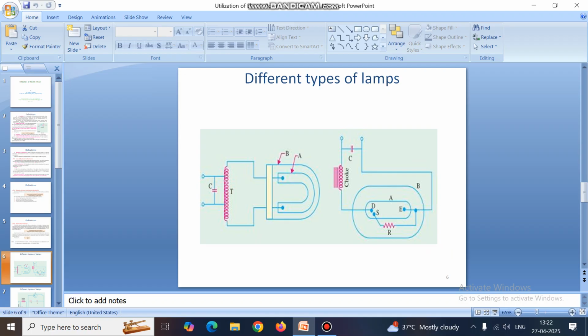This U-type cylinder is enclosed by a protective glass, and a connection is taken from this U-type tube and connected across an inductor, and there is a capacitor connected in parallel across the supply. Here the supply is made. In parallel there is the capacitor. The capacitor improves the power factor of the supply.